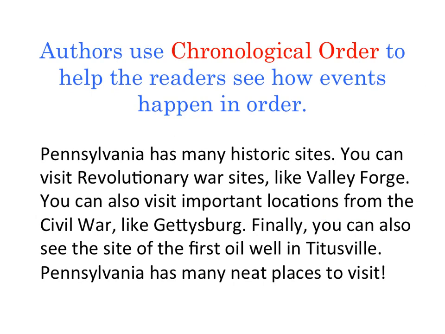Authors use chronological order to help the reader see how the events happen in order. We consider this a sequence of events. We're going to read the paragraph below, and then we're going to look to see how the author uses some signal words to let us know that he's using chronological order as his text structure.